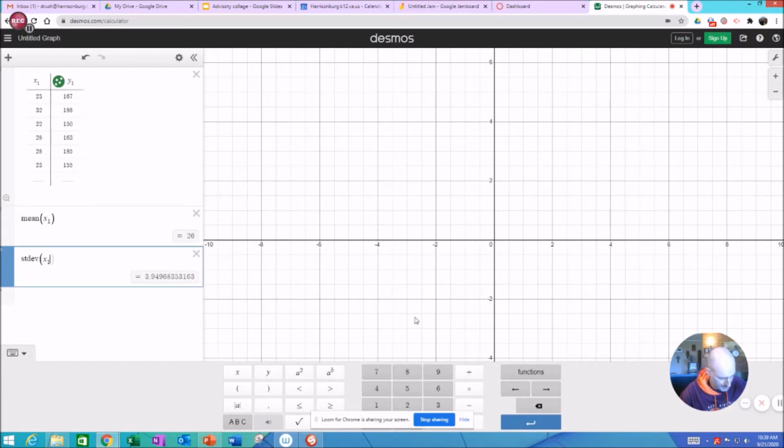Okay, then I want to do the same thing for y. So I can just go back here and type a y in there instead of the x. So for y1, our mean is 168, and our standard deviation of the y1 is 15.5. Okay, so that is how you find the mean and the standard deviation.